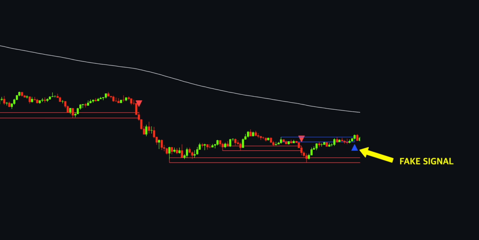Try it out. And there you have it, the 8 high-performing indicators on TradingView you need to become profitable.